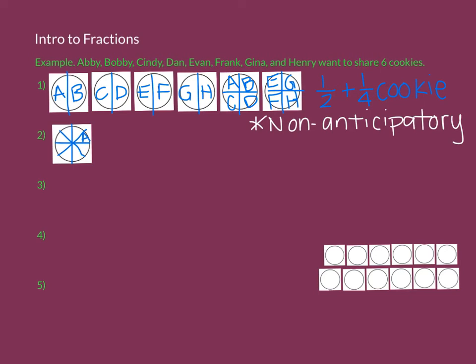Now, a couple of reasons that students do this, especially with cookies or something that might have different types. For example, you might have a chocolate chip, a sugar, peanut butter, and so on. They might say, well, I want to try a little bit of every cookie, and so I'm going to make sure that Abby gets a piece of every cookie and Bobby gets a piece of every cookie, because I don't want to just give them a whole cookie or a whole section of a big cookie, because then they wouldn't get to try everything. So that's a really common reason why students do this.